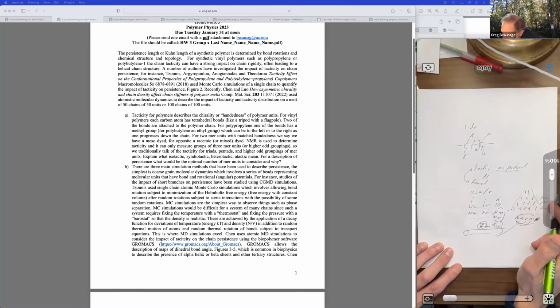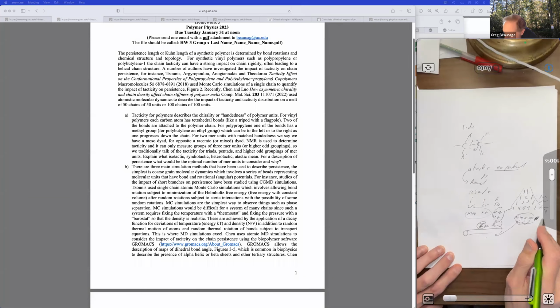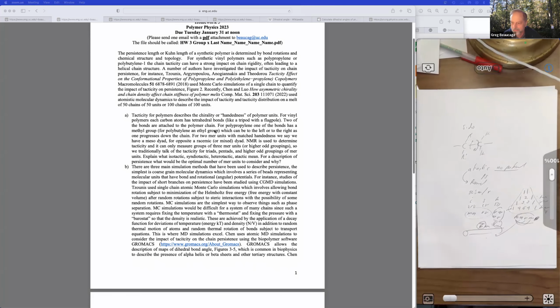The dyads are useless, totally meaningless. The triads are kind of meaningless. Pentads are maybe a little bit better. Heptad is the lowest one you want to consider for persistence. You probably want to consider nonad and whatever higher. But it's difficult to get heptad on an NMR. So basically, without doing computer simulation, you can't really start predicting these things. You can't really connect tacticity with the properties.